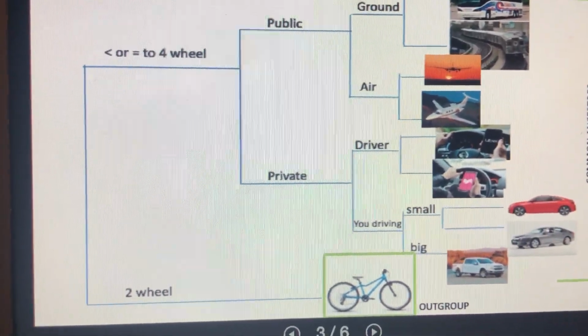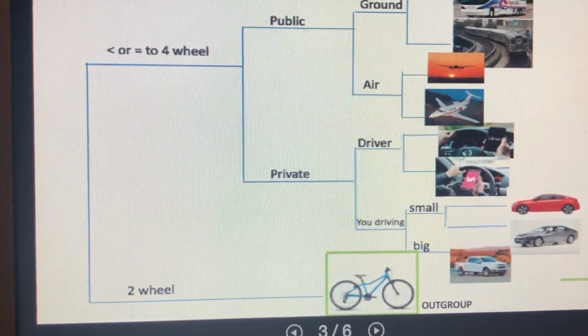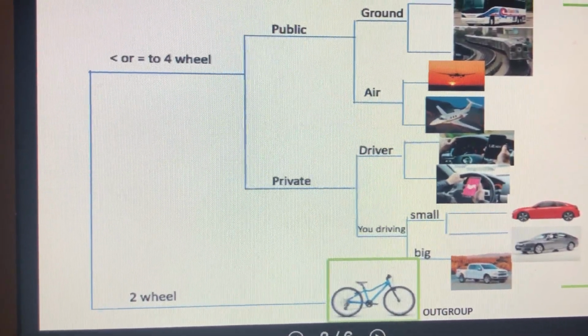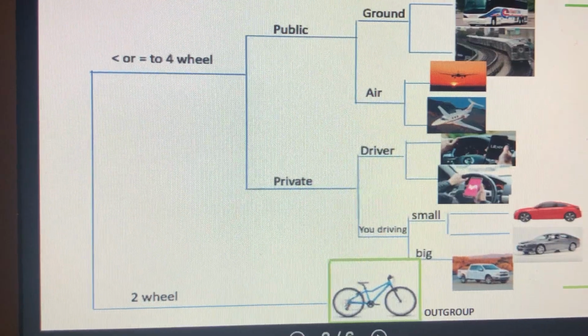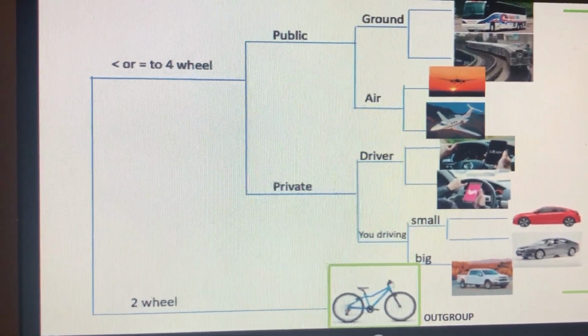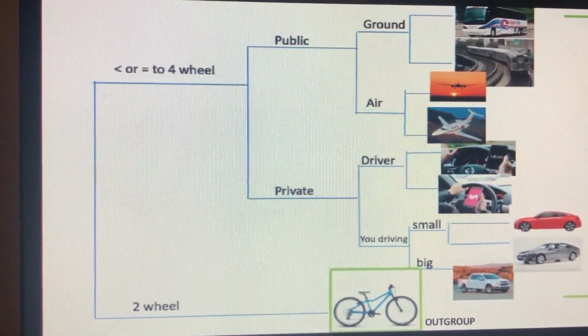So the OTUs are operational taxonomic units, and they're units based on the differences in their DNA sequences and are used to classify groups of closely related individuals in the group of organisms currently being studied.